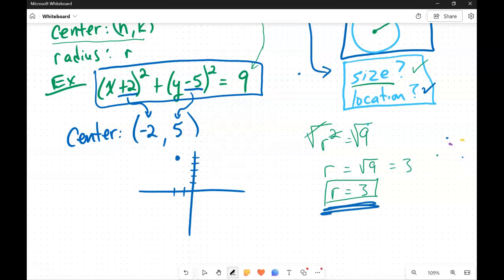The fact that we have a radius of 3 means that my circle will exist 3 units out from the center in all directions. So I could say we're going to go 1 unit, 2 units, 3 units that way. I can go 1 unit, 2 units, 3 units this way. And I could do that in all directions. Now again, this is not going to be to scale because I'm just freehanding in this situation. And then that would give me a rough sketch of my circle. It looks more like an egg in this case, but you get the idea.